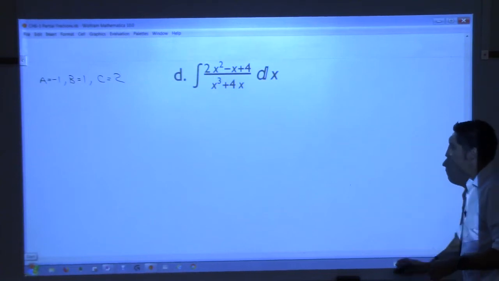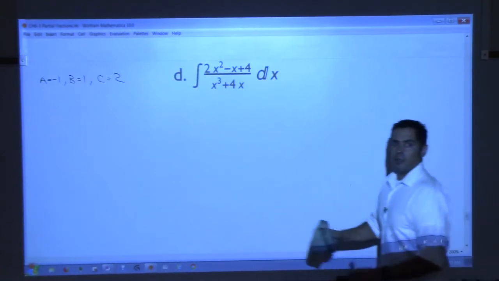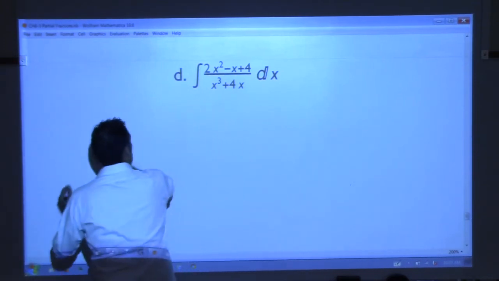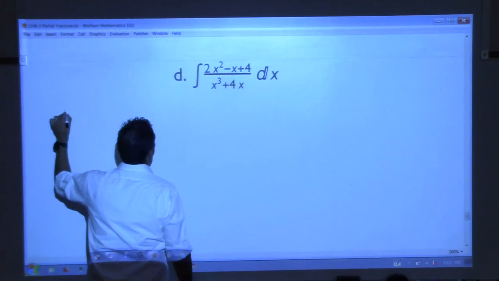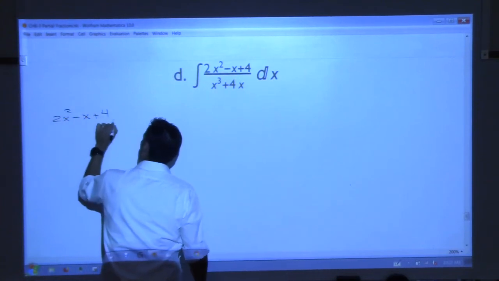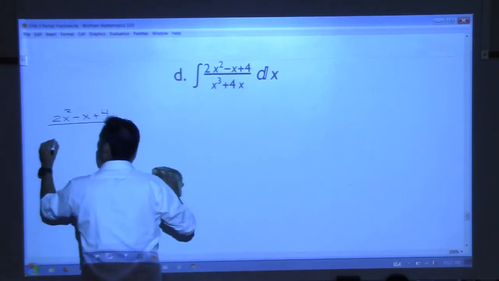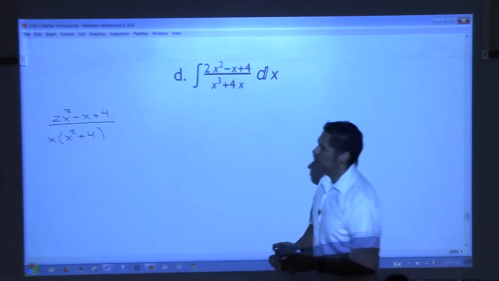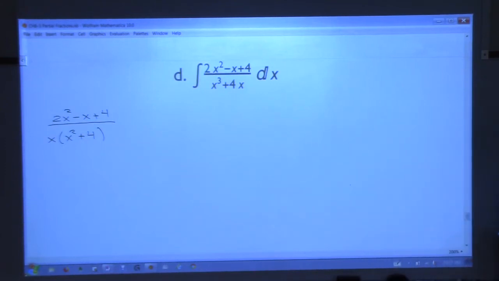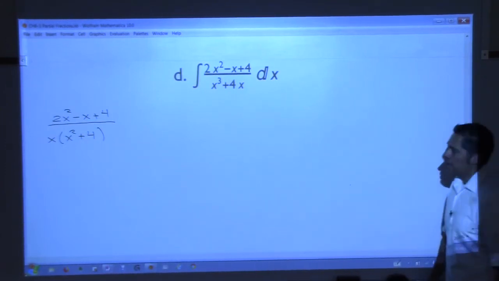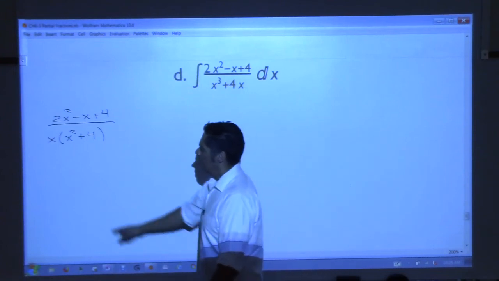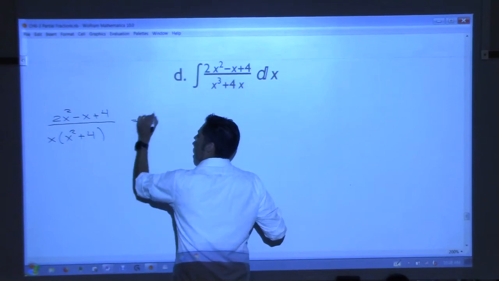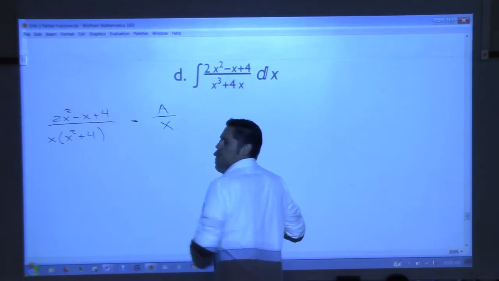Okay, look at this one right here. All right, do we need long division? No. Okay, so let's go straight to factoring. GCF, x, right? Pull out that common factor. Now, look at what you have down there. x times x squared plus 4. This is a linear factor, right? So I know right away I'm going to have A over that linear factor.